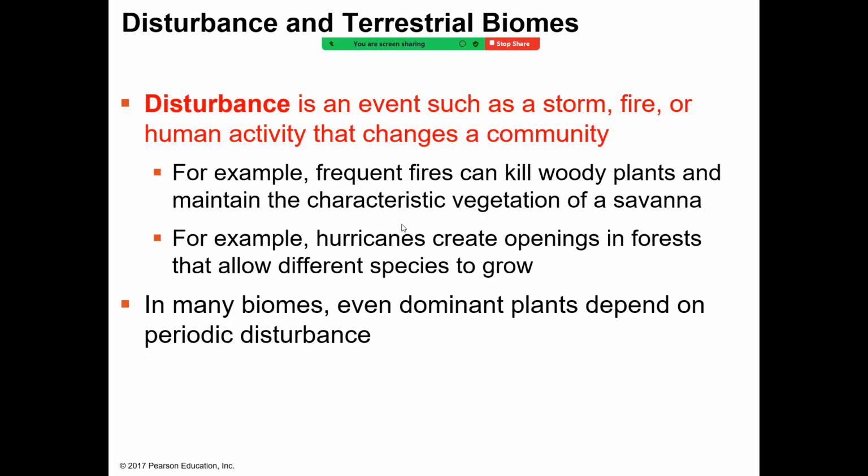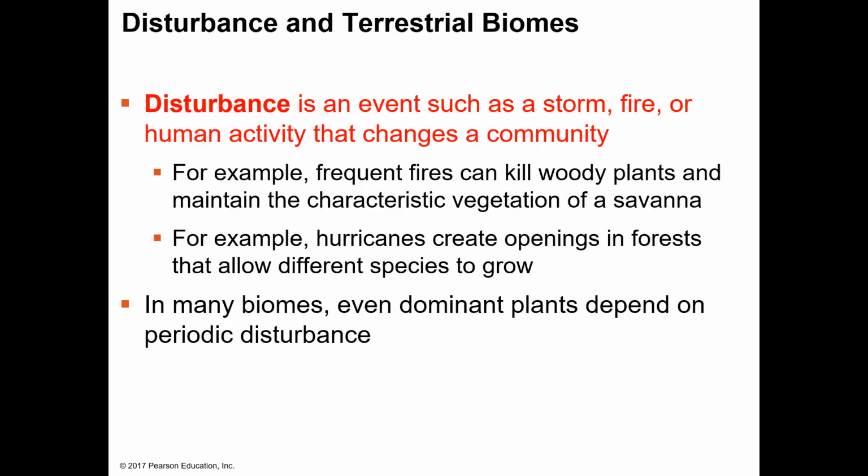So disturbances are also really important in terrestrial biomes. Disturbances are events that can be very large or small, but that have an effect on a community. So things like storms, so it could be hurricanes, tornadoes, thunderstorms, things like fires, or even human activity that can change a community. So if we think of areas like savannas, frequent fires are important because they kill woody plants, and they also help to maintain particular types of vegetation.